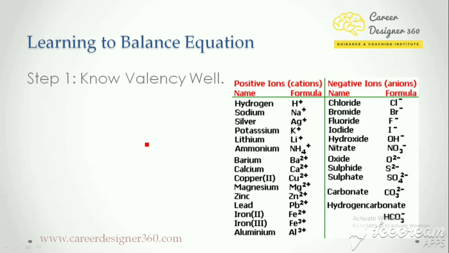So we have a table present here which states hydrogen has a valency of +1, sodium +1, silver +1, potassium, barium 2+, calcium, and then we have some anions where it is fluorine F-1, hydroxide, nitrate, oxide O2-, sulfate SO4 2-, sulfide S2-, and so on. So we can see there are numerous cations and anions for which the valency can be learned.